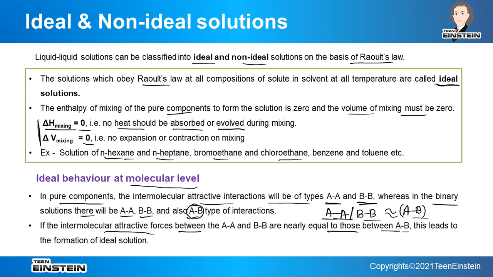So that is why you have seen already in these examples: the mixtures of n-hexane and n-heptane, bromoethane and chloroethane, benzene and toluene. Obviously the interaction between two benzene molecules and two toluene molecules, and the interaction between one benzene and one toluene, will be of similar kind because the molecules are of similar type. So this is the ideal behavior we can explain at the molecular level.